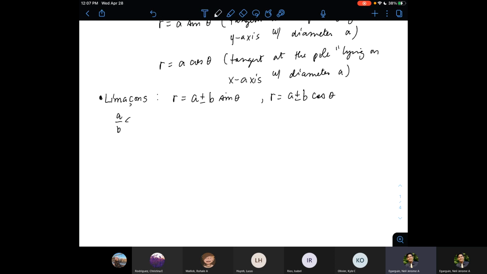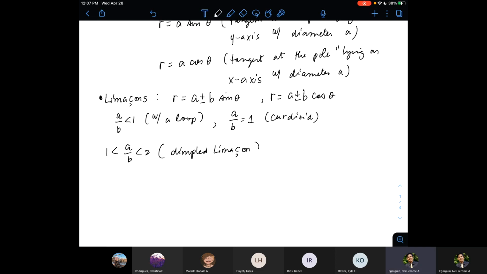If a over b is less than 1, then we have a limaçon with a loop. If a over b is equal to 1, we'll have a cardioid, or a heart-shaped graph. If a over b is between 1 and 2, we have a dimpled limaçon, or others call it a limaçon with a dent. And lastly, if a over b is greater than 2, then we will have a convex limaçon.